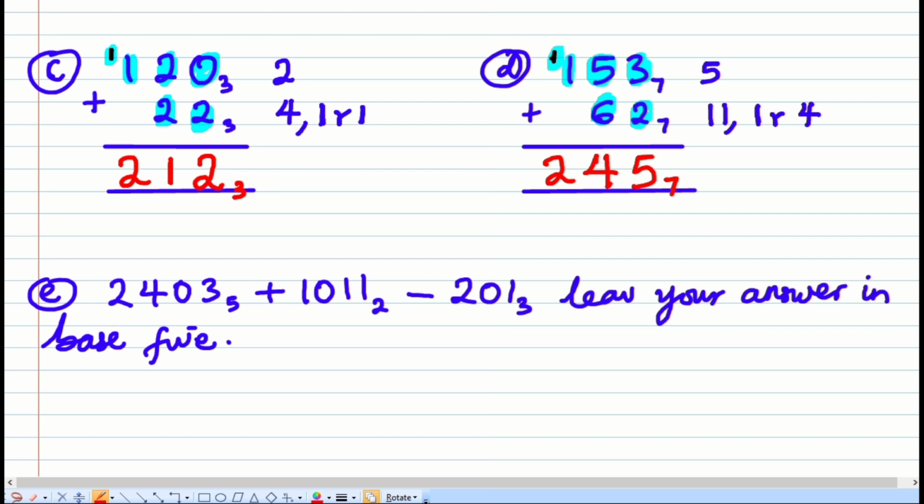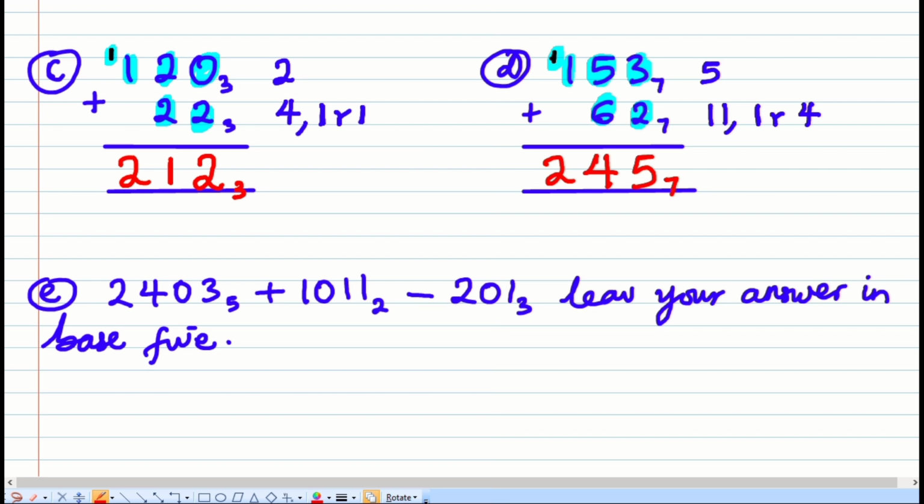Now another way to know you're correct is that you cannot get a number that is equal to or more than the base in any of the solution. So in base 3, the highest possible number you can have is 2. In base 4, the highest possible number you can have is 3, and so forth.